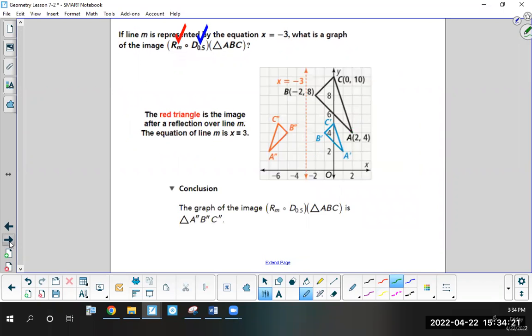Okay, so this is the same thing again. It just shows both of them. And then look at the conclusion part here. The graph of the image, reflection over line M after dilation of 0.5 for ABC is triangle A prime, B prime, C prime. So that's how we note it. This is called a similarity statement. And you're going to see this again in a couple minutes. Okay, because they are similar.